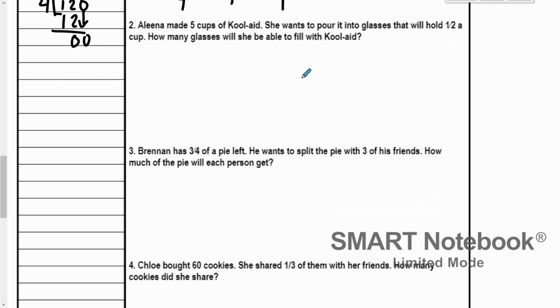Alina made 5 cups of Kool-Aid. She wants to pour it into glasses that will hold half a cup. How many glasses will she be able to fill with Kool-Aid? So she made 5 cups of Kool-Aid. She wants to pour it in a glass that will hold half of a cup. So that's just like one big circle right there. Question, how many glasses will she be able to fill?